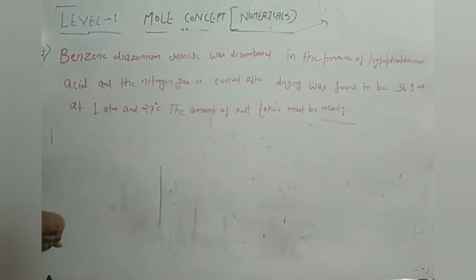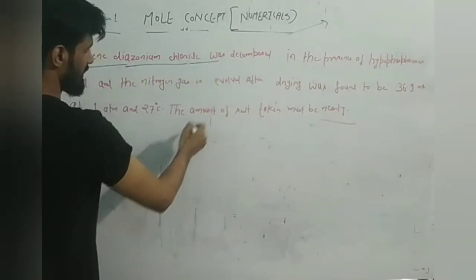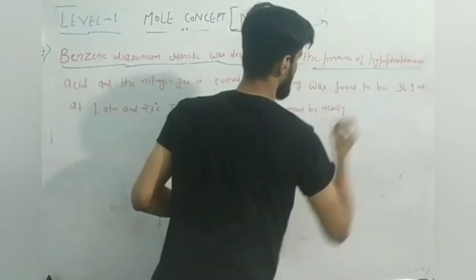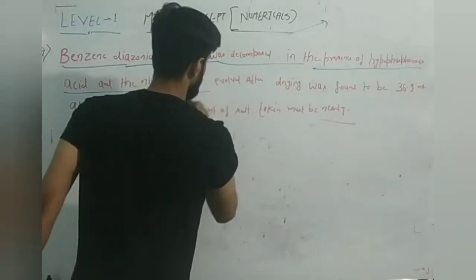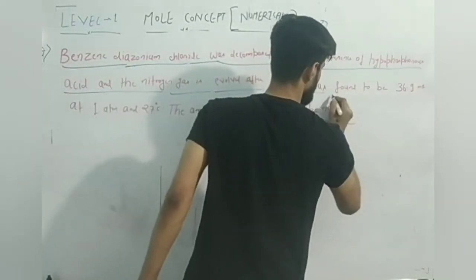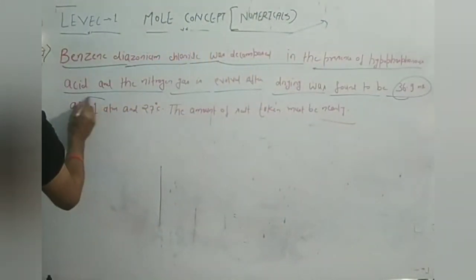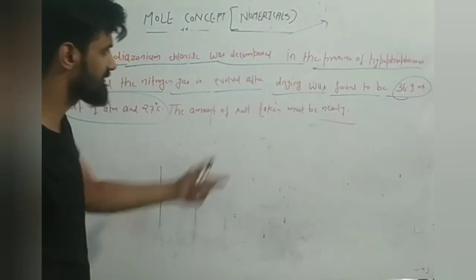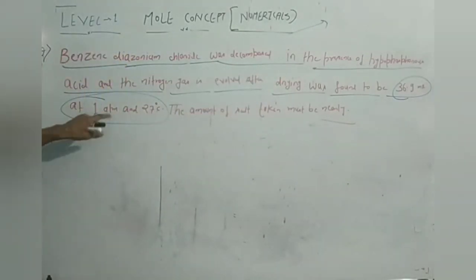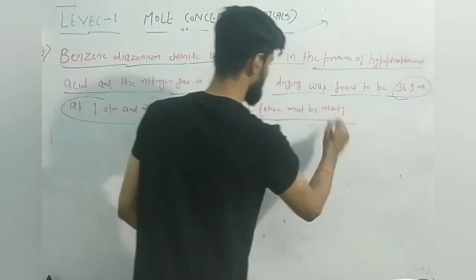So in this numerical, the question is telling benzene diazonium chloride was decomposed in the presence of hypophosphorus acid and the nitrogen gas is evolved. After drying, it was found that there was 36.9 ml at 1 atm, 27 degrees centigrade. The volume of nitrogen gas obtained is 36.9 ml at 1 atm and 27 degrees centigrade. Then calculate the amount of salt that must be taken.